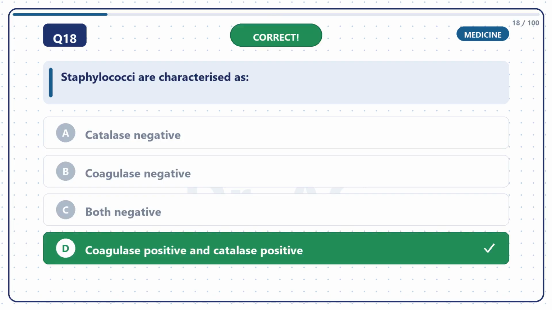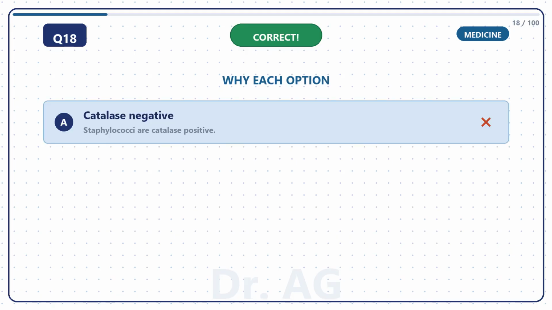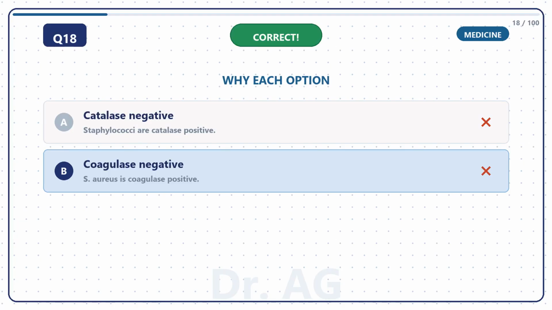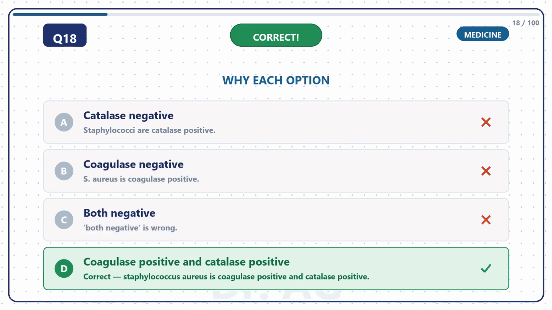The correct answer is option D, coagulase positive and catalase positive. Let's go through the options. Catalase negative. Staphylococci are catalase positive. Coagulase negative. S. aureus is coagulase positive. Both negative is wrong. And the correct answer is coagulase positive and catalase positive. Correct, Staphylococcus aureus is coagulase positive and catalase positive. So, the right answer is option D. Coagulase positive and catalase positive.